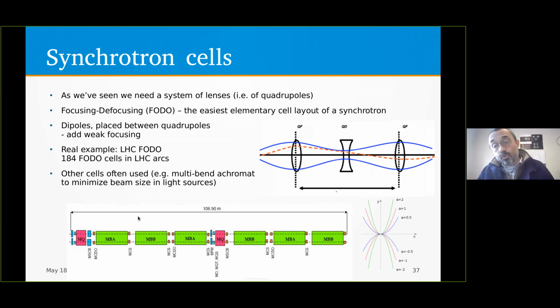All right, as I said, we need focusing and defocusing quadrupoles to transport the beam, and they are usually assembled in so-called cells. One of the simplest cells is a FODO cell, a focusing-defocusing cell, which is made of one focusing and one defocusing quadrupole. And here you see one of the largest FODO cells ever constructed. It's the LHC FODO cell, which is made of 1 quadrupole, 3 dipoles, 1 quadrupole, and 3 dipoles. The length of such a cell is more than 100 meters.